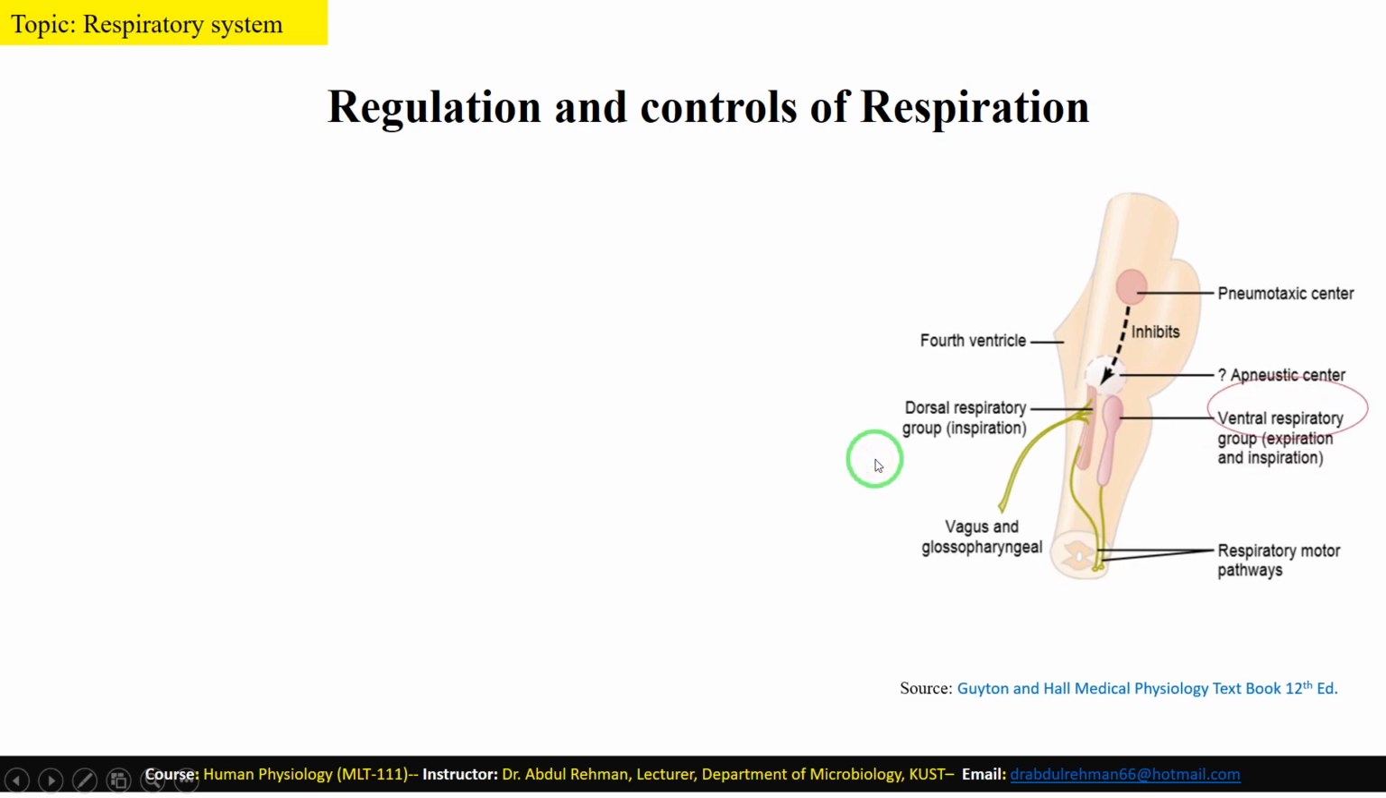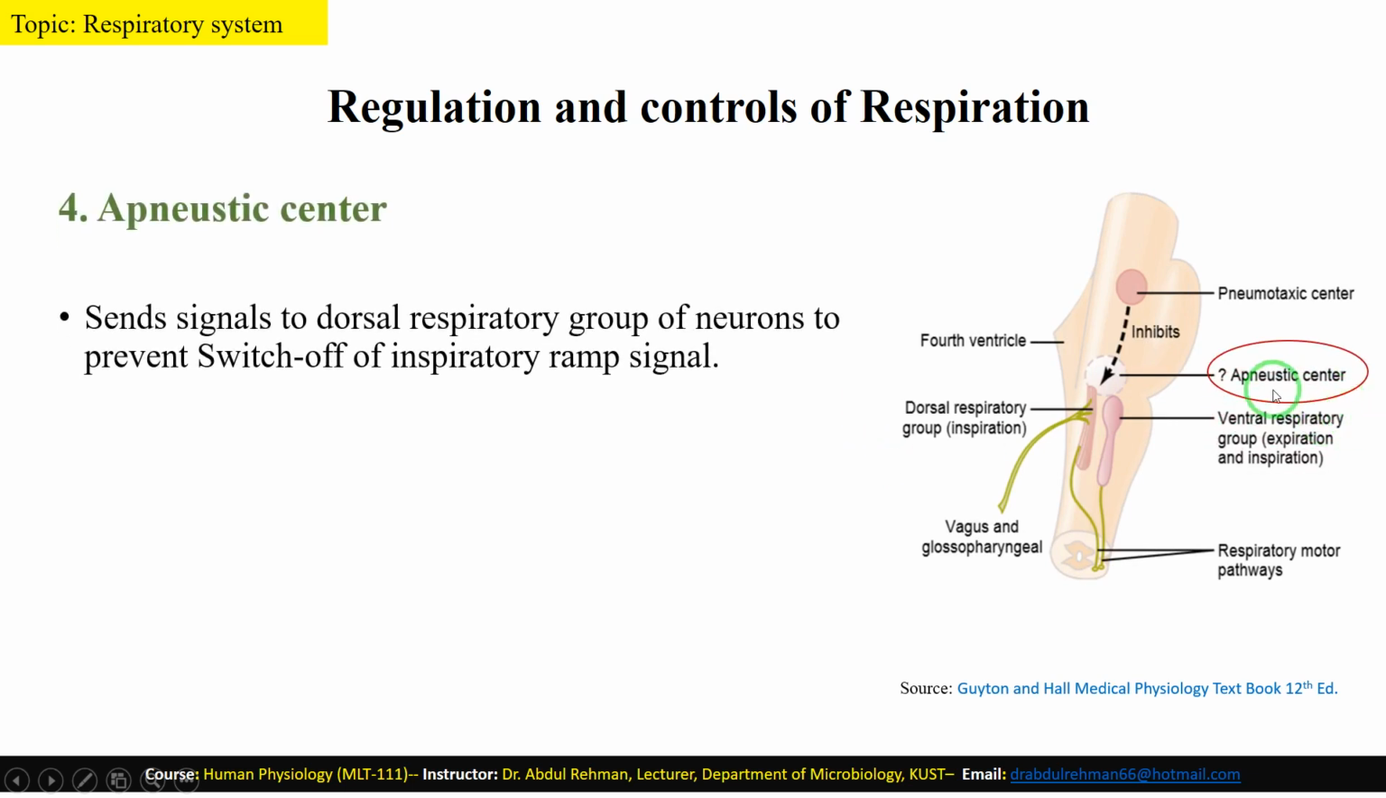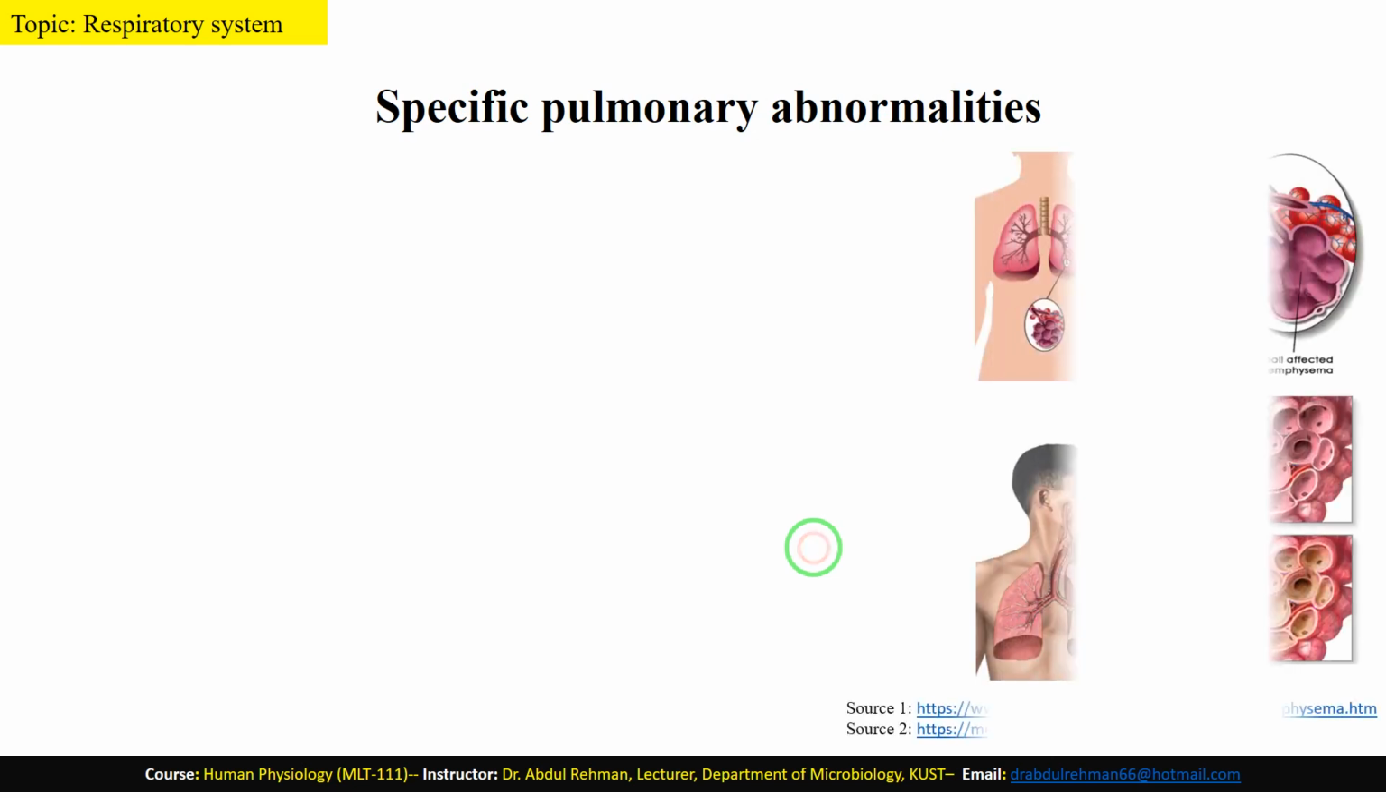Apneustic center. The apneustic center controls the depth of respiration by inhibiting the inhibitory signals that come from the pneumotaxic center to the dorsal respiratory group. In this way, they increase the depth and rate of respiration and also control the depth of respiration. After this, the next topic is specific pulmonary abnormalities.